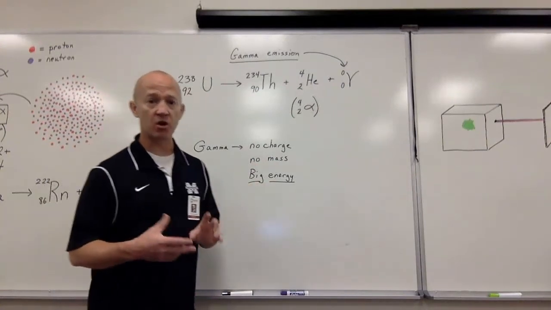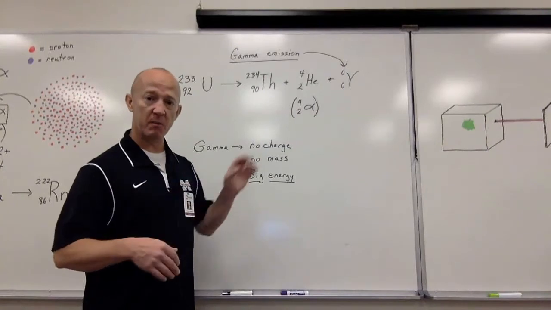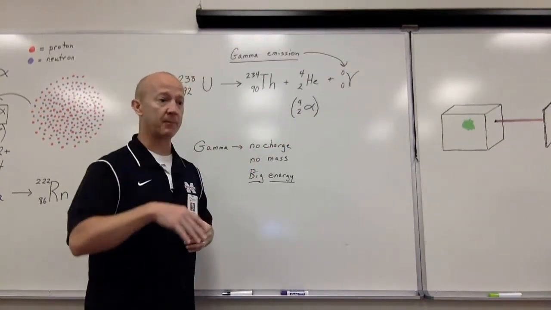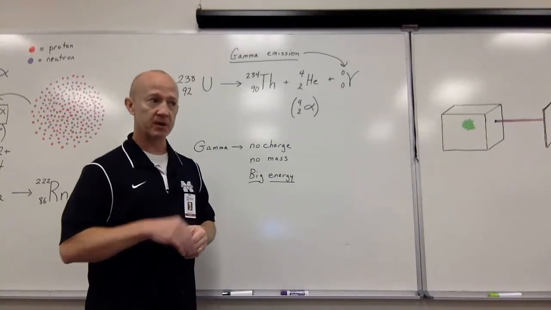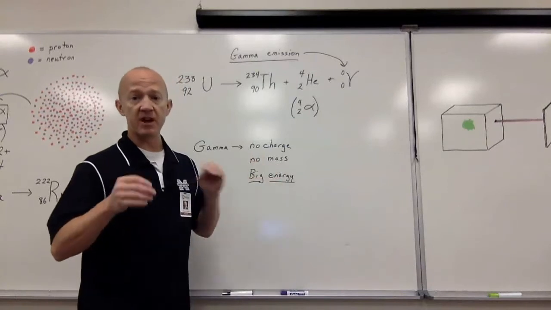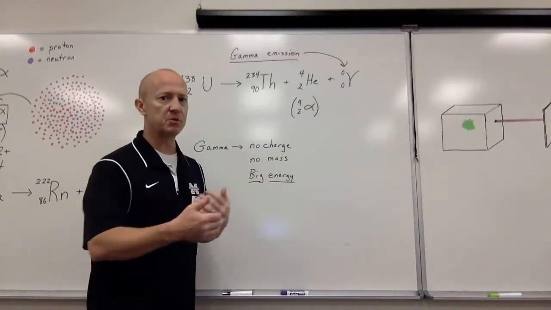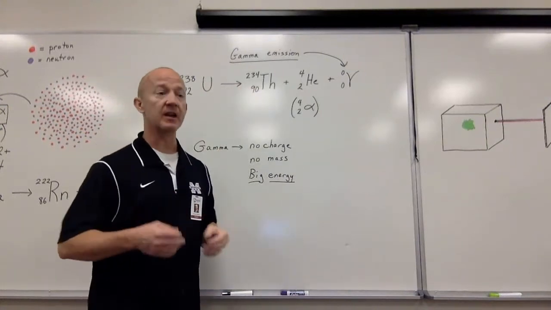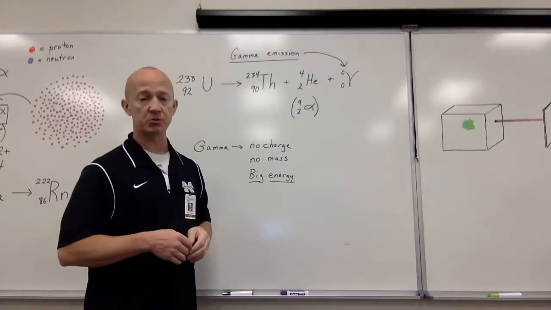Because it has no charge, it's not deflected. Remember our diagram from before? The gamma radiation is not deflected by a positive or negative charge. It just goes straight as an arrow. Since gamma rays are massless, they are not responsible for the transmutation, the changing of an element to something else. They are simply the energy that comes from such a reaction.